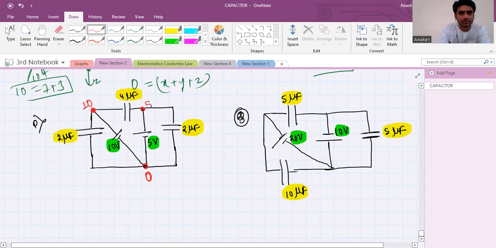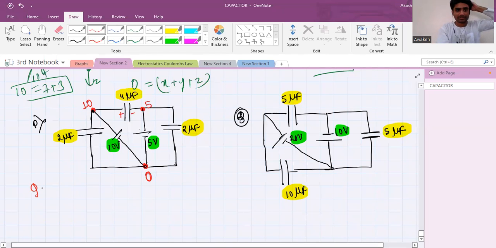5 volts. So which is at a higher potential, left one or right one? For the 4 microfarad, the left plate is at a higher potential or the right one? Left one. This will be plus, this will be minus. So what is the potential difference across the capacitor? Potential difference is 5.